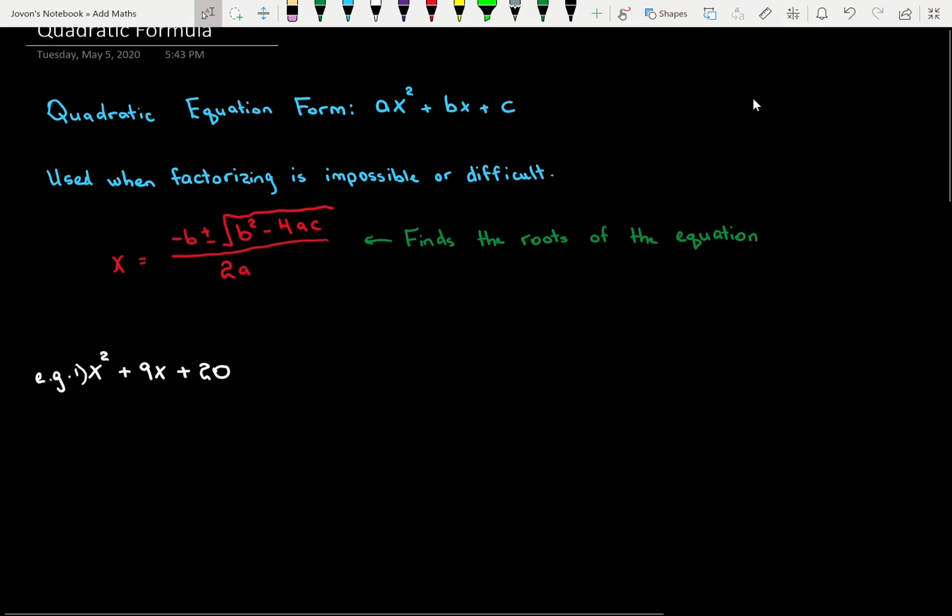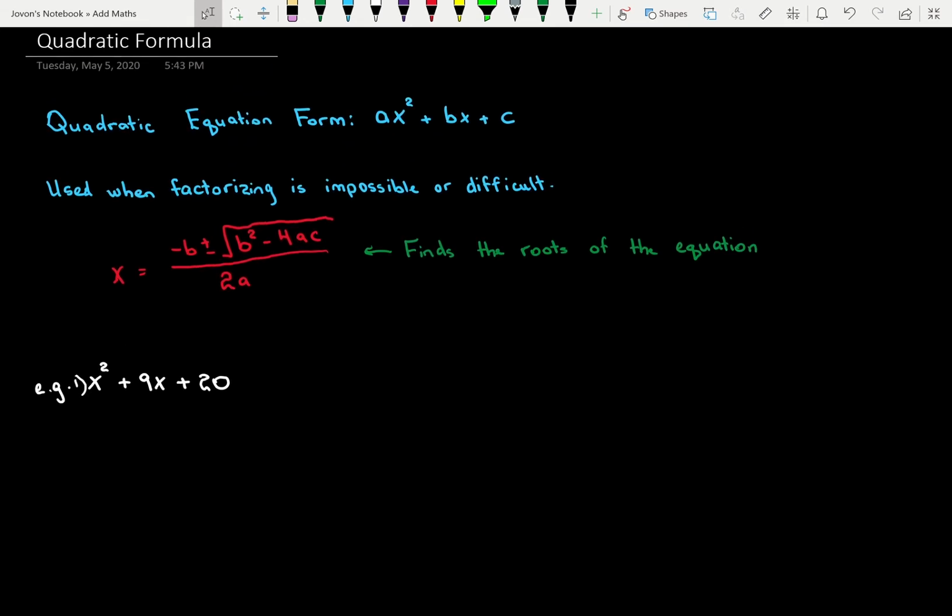Now, again, remember a quadratic is in the form ax squared plus bx plus c. And for the quadratic formula, all we need to do is just memorize this equation, okay? This equation gives you the value of x for which the quadratic is 0. And it is x equals minus b plus or minus the square root of b squared minus 4ac, all divided by 2a, okay? The plus or minus sign means that you're going to get two values, okay?